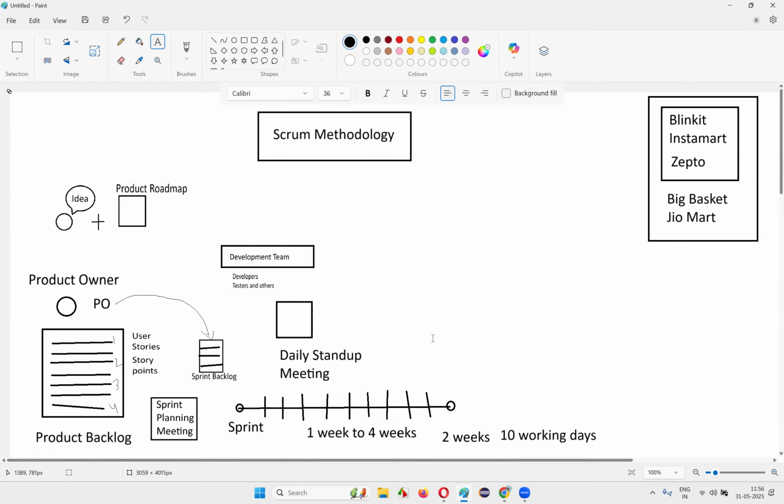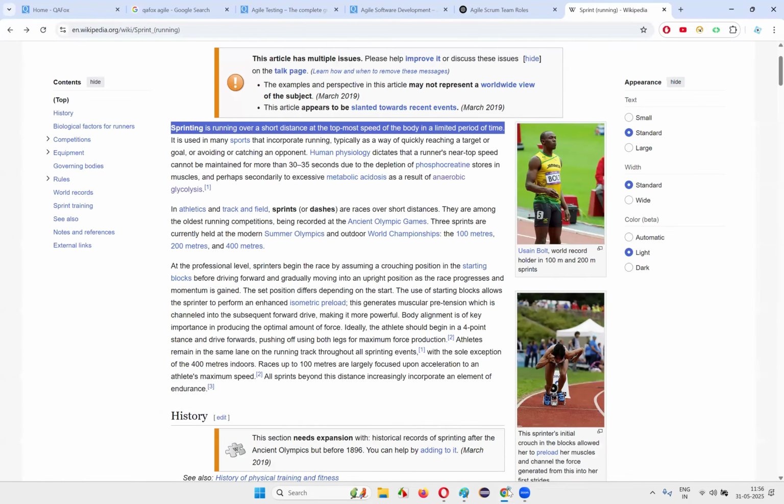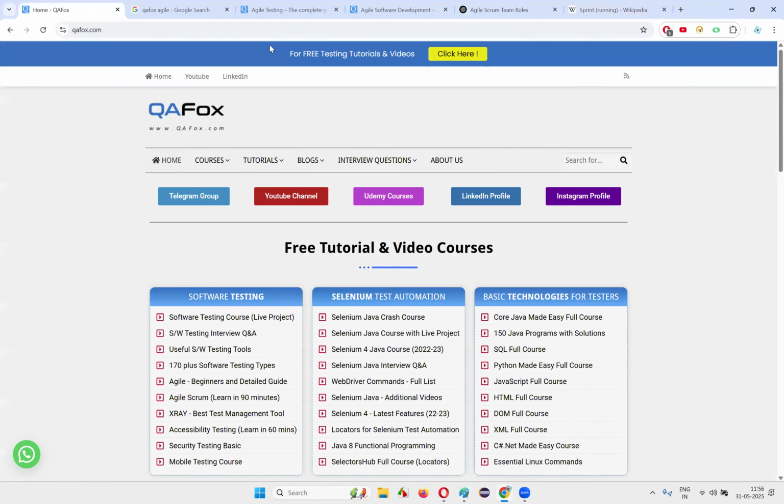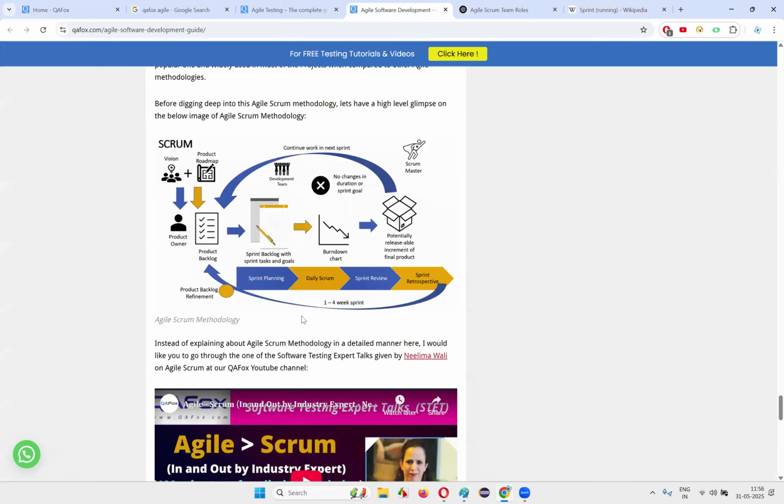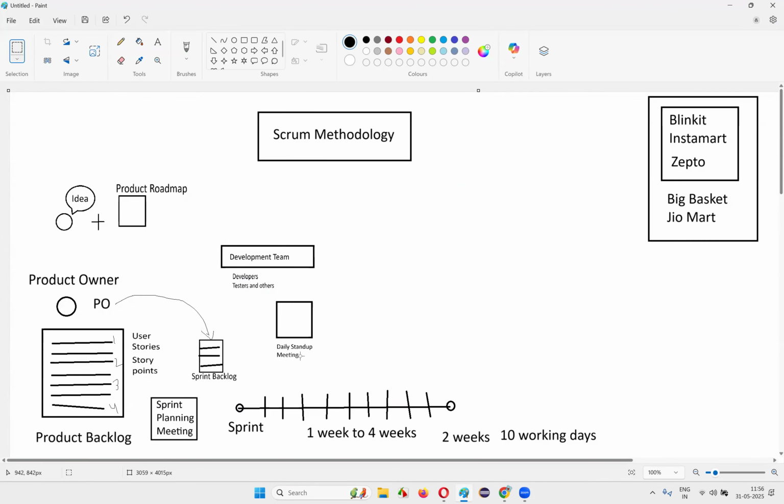What is that meeting called, guys? Daily stand up meeting. Another name is also there. Along with daily stand up meeting, we have another name known as daily scrum meeting. We can also call it a stand up meeting, daily stand up meeting, or daily scrum. Different words are there. That's okay.